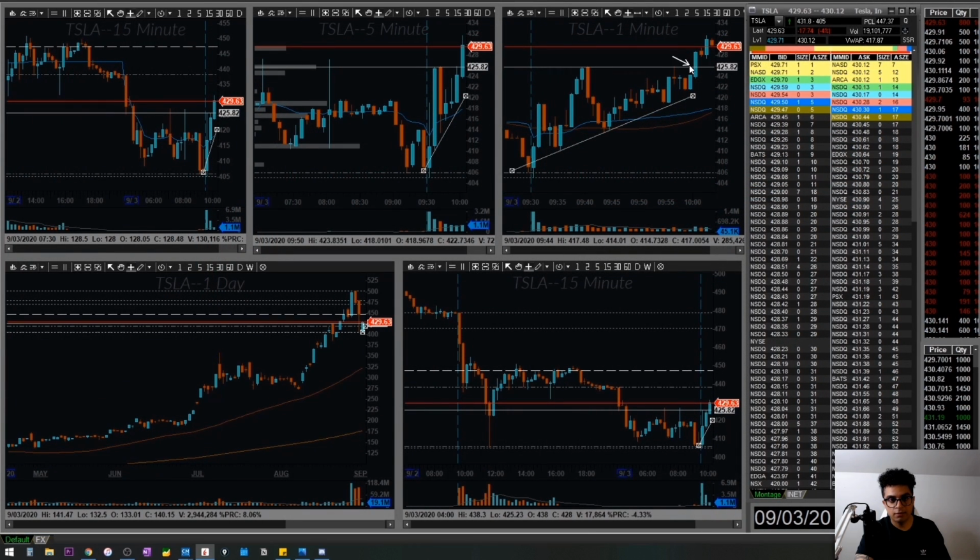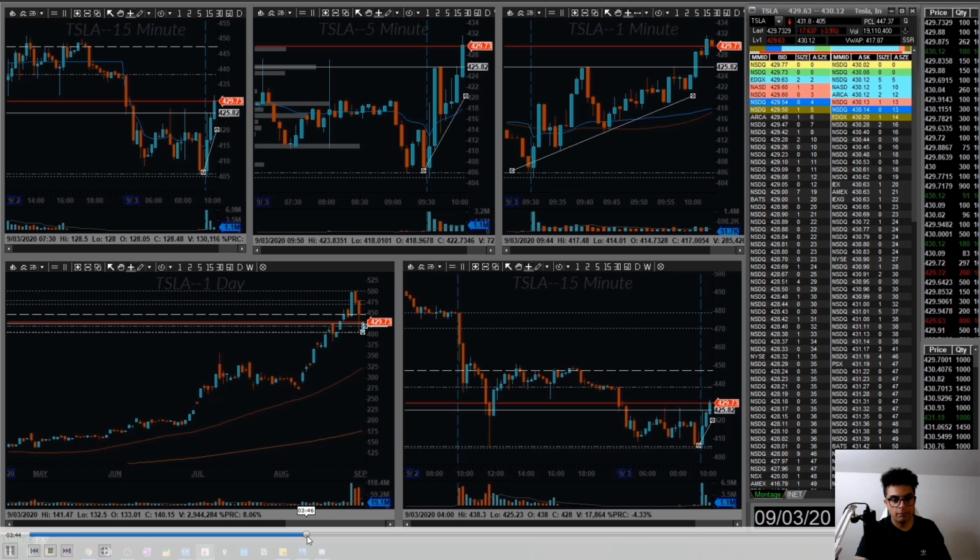I think if you entered here and you exited here, that was a perfect trade. You could have made maybe 5, 10, 15%, or maybe even 20% depending on the strike you are taking. But I missed this move. I will fast forward this a bit.